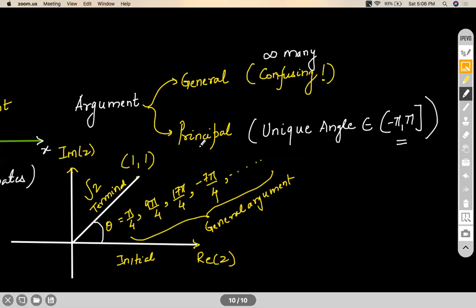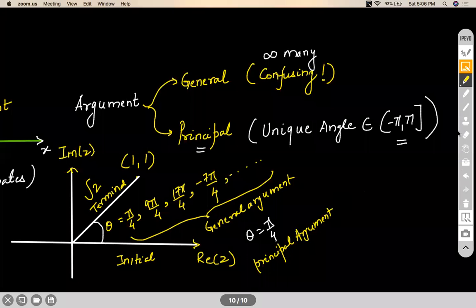And that argument was called the principal argument, right? Principal as in main, mukhya, just like the principal of your school. So if somebody has to say the principal argument here, the principal argument for such a complex number would only be pi by 4. This will be your principal argument. There cannot be any other argument.